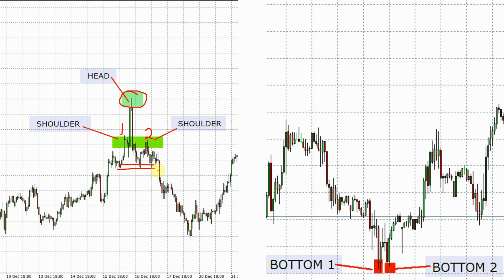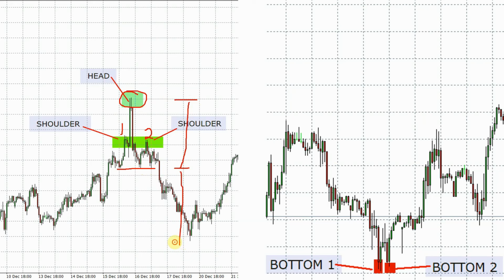So let me clean the first one, so we just have a line, so that doesn't get too confusing. Okay, so you can see how it broke off this, and then we have the same distance here. That's the same distance from here to the neckline, replicated here.